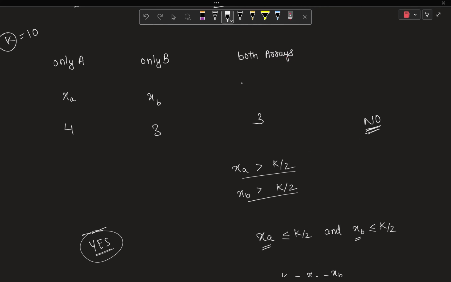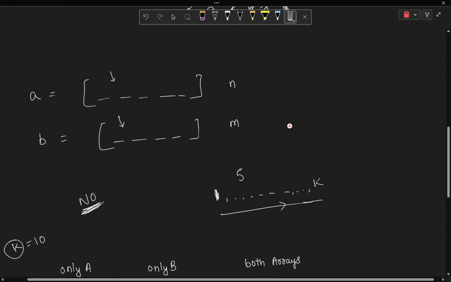Here I can actually write it as k minus xa minus xb also, right? Because I had to pick up k number of elements, and these many are present here, these many are present here. Now all these remaining elements are present in both of these arrays, so it is very easy now.